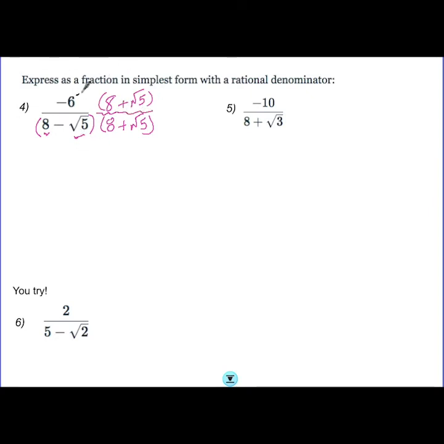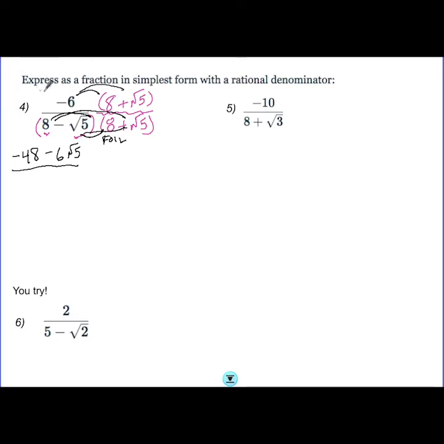So this top right here, think about the distributive property. We're going to distribute that minus 6 to there. So that's going to be negative 48 minus 6 root 5. Now the bottom is a different story. On the bottom here, you're going to distribute for all 4 of these terms. So you're going to FOIL. You're going to have 8 times 8, 8 times root 5, minus root 5 times 8, minus root 5 times root 5.